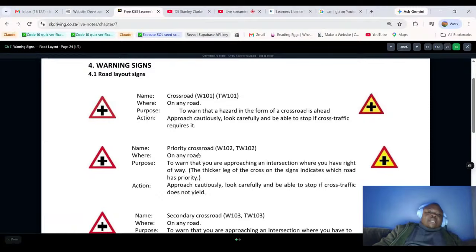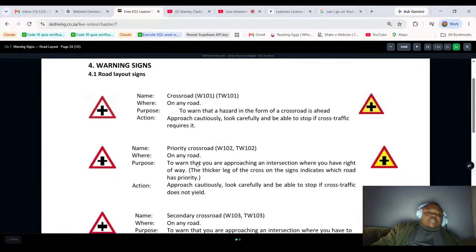And this is a priority crossroad. Guys, I want you to notice this is a crossroad. The roads are equal from all sides, as you can see. The road that goes forward and the road that goes across are equal. That's a crossroad, right? And a priority crossroad, on the other hand, has a road going forward and a road going across that are not the same. The road that is going forward is thicker, and the road that is going across is thinner.